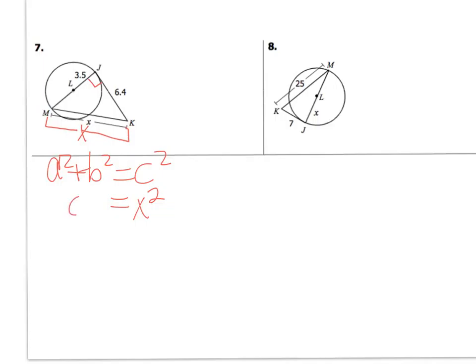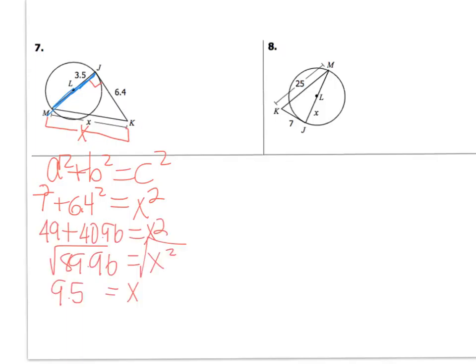The legs are 6.4 squared. And wait a minute, how much is this leg right here? It's 3.5 here, so the diameter is 3.5 plus 3.5, so we get 7. All righty, we square everything and we get x is equal to 9.5.